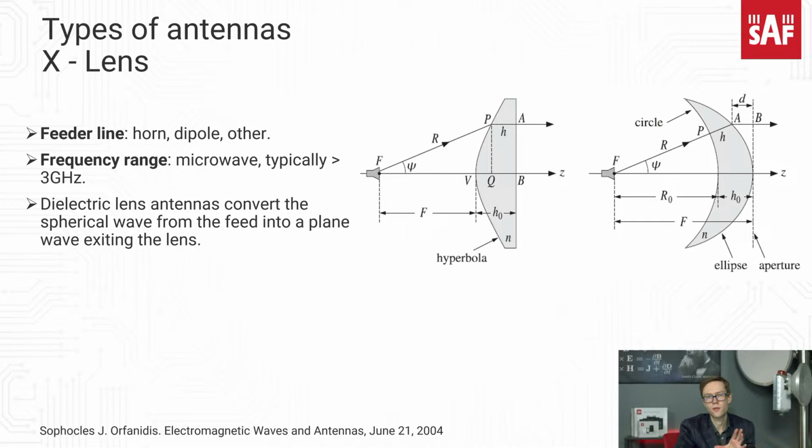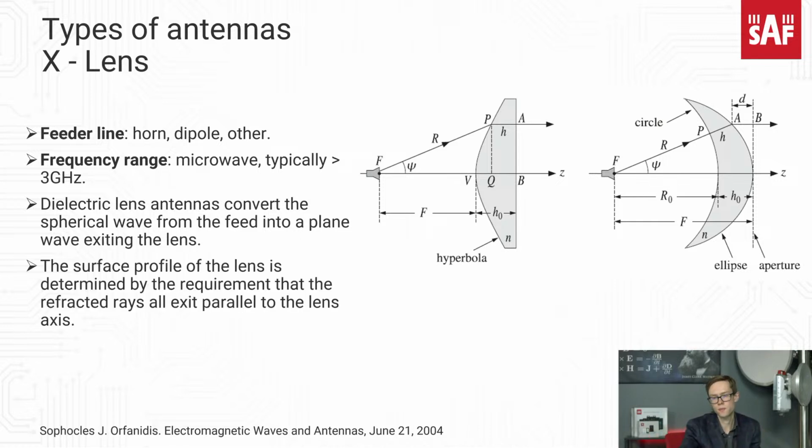I don't know if any of you have noticed this type of antenna. I just found some pictures on the internet, but I'm not sure it's very often used in the microwave world nowadays. And these dielectric lenses, which form the body of the antenna, convert the spherical wave from the feed into a plane wave exiting the lens. So they are quite bulky and heavy and impractical to use, but there is such a type of antenna.